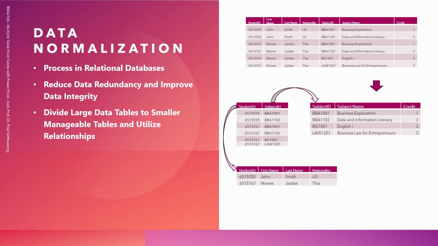So from the table from above, we can convert this into three tables. One of the table will contain the student ID and the subject ID. For the subject ID, we will only contain the details of unique subjects. And for the student IDs, we will contain the data of the unique students. So when the student change the name, we can quickly change in the student table. Or if we have a subject that changed the name, suppose BBA 1001 is changed from business exploration into introduction to business, you only need to change it in the subject table.